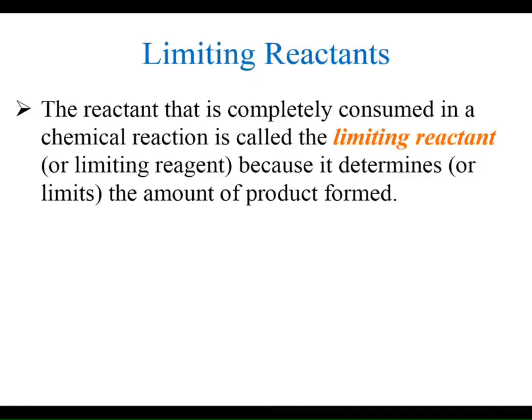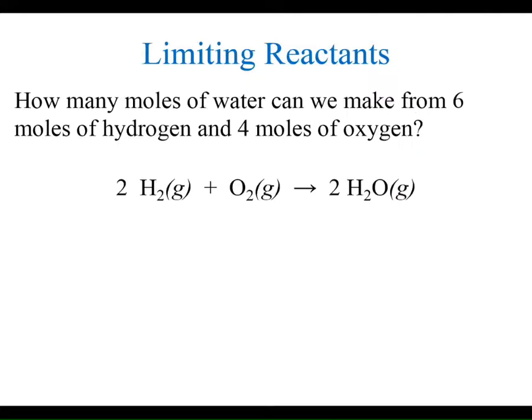There's enough cheese to make 3 sandwiches. There's enough bread to make 4 sandwiches. So the cheese made the least amount of potential product, so the cheese was the limiting reactant. The other one, the bread, was the excess reactant. Are you with me? Okay, so let me just try this with a chemistry example.